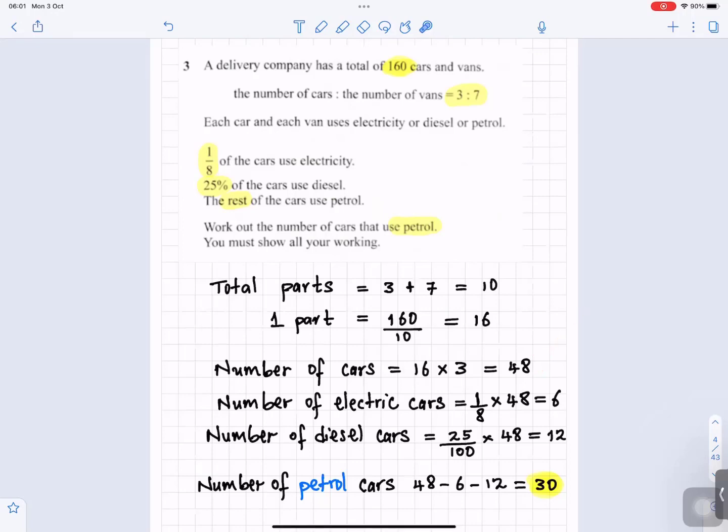Number of electric cars is 1/8 times 48, which is 6 electric cars. Number of diesel cars is 25%. 25 divided by 100 times 48 gives you 6 diesel cars. So the number of petrol cars would be 48 minus the number of electric minus the number of diesel. That means the number of petrol cars is 30.